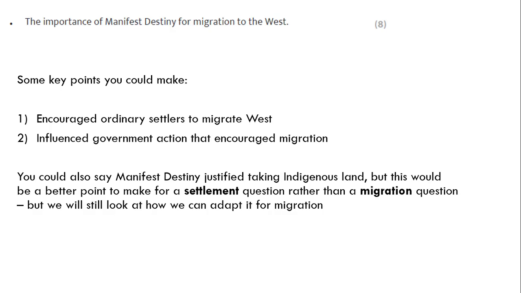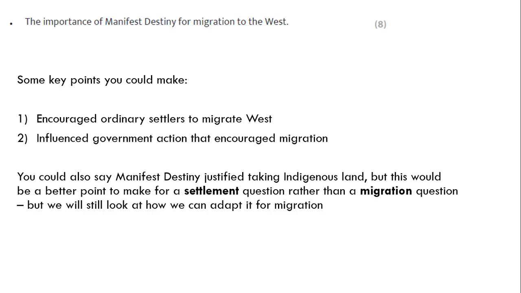I would talk about how manifest destiny encouraged ordinary settlers to migrate west, and then how manifest destiny influenced government action that encouraged migration. So 1 paragraph on settlers, 1 paragraph on the government. You could say that manifest destiny justified taking indigenous land, and I would write about that if the question was the importance of manifest destiny for settlement to the West. However, we'll look and see how we can adapt it to migration.